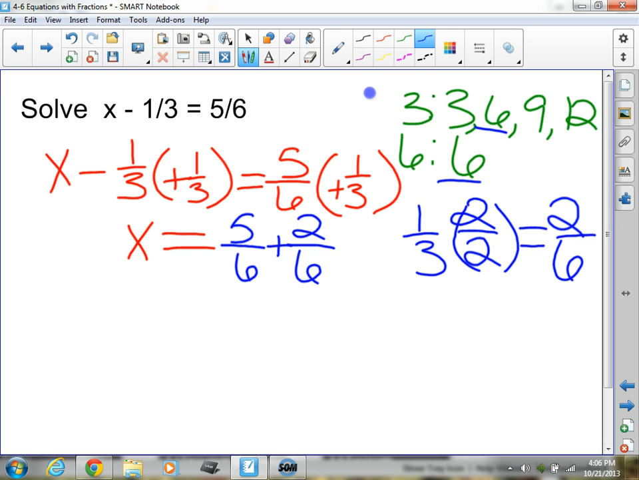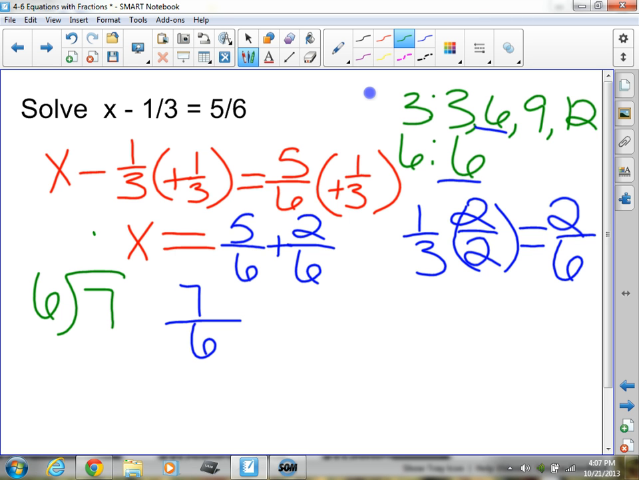Now, I have two fractions. Both of them have the same denominator, so all I need to do is add the numerators. 5 plus 2 is 7. Keep the same denominator, but oh wait, I see that I have an improper fraction. My numerator is bigger than my denominator. I need to change this to a mixed number. In order to change it to a mixed number, I'm going to divide. 7 divided by 6.